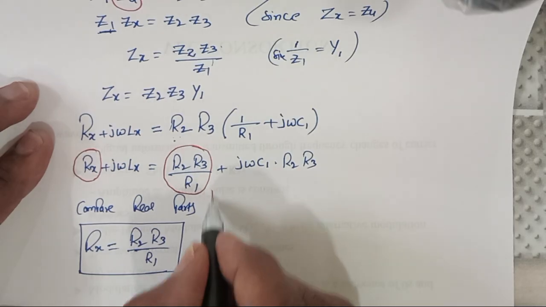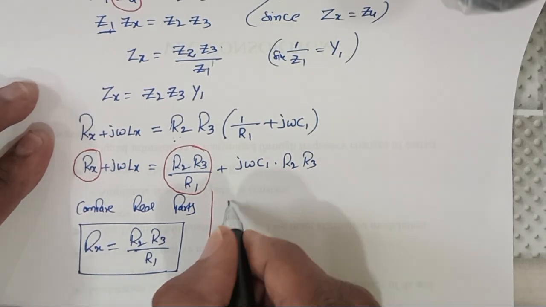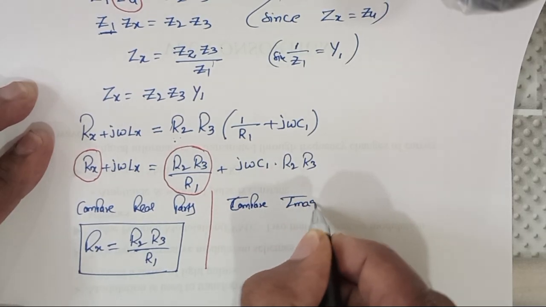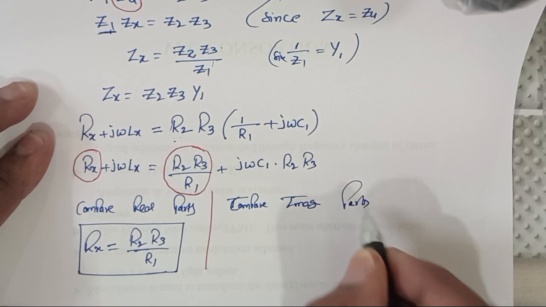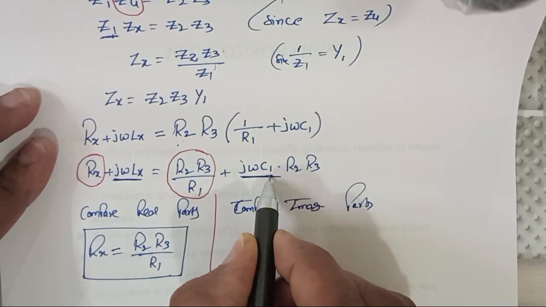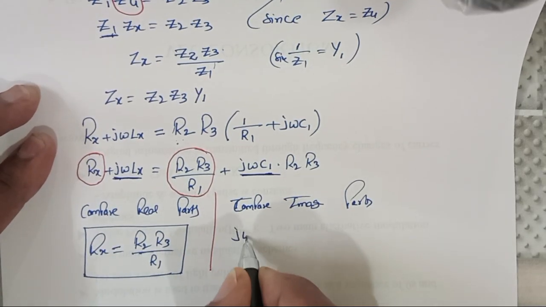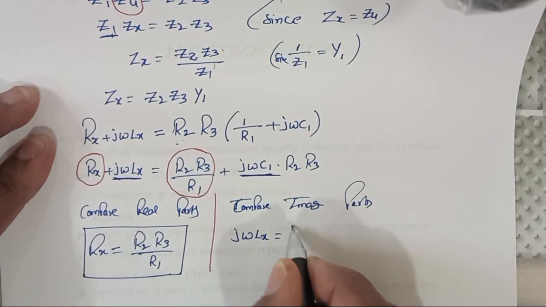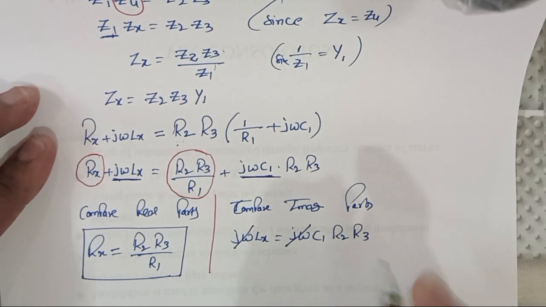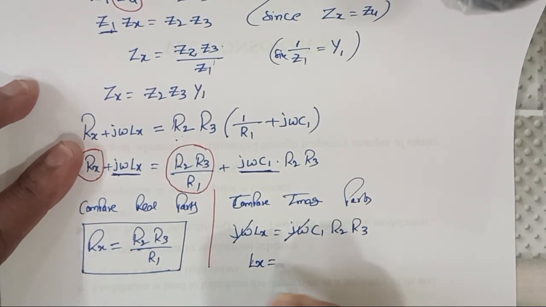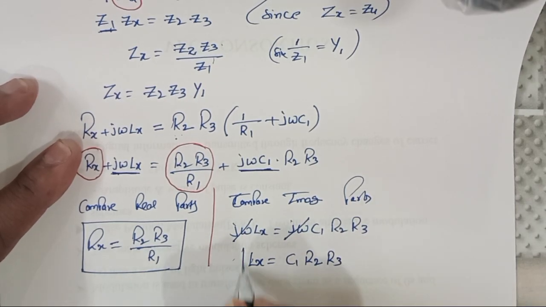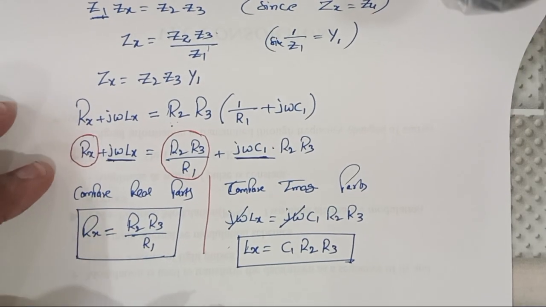Now compare imaginary parts. Imaginary means those having the j term. On this side, j omega Lx equals j omega C1 R2 R3. Canceling j omega, Lx equals C1 R2 R3.